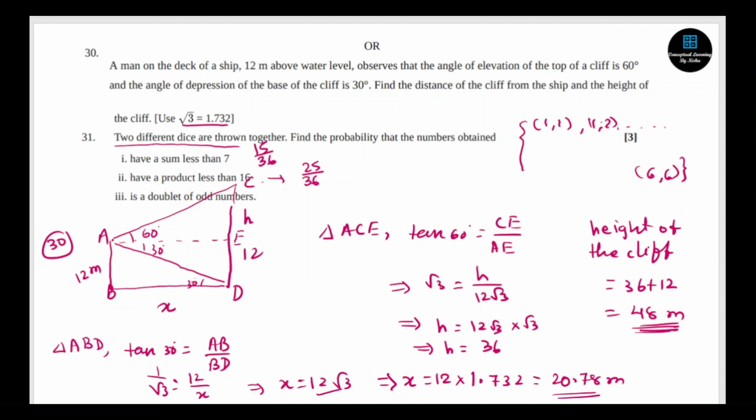And doublet of odd numbers. So for this, doublet of odd numbers means what? 1 1, these are called doublets: 1 1, 2 2, 3 3, 4 4, 5 5 and 6 6, and odd numbers are only 3 you have. So 3 out of 36 we have. So the third answer is this. Alright, I hope you understand this. Very easy question. Perfect.